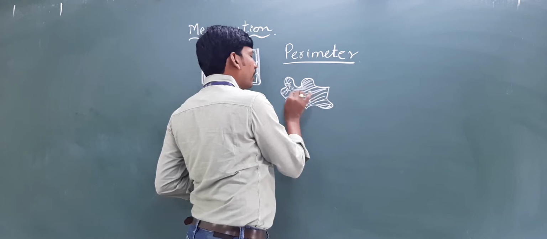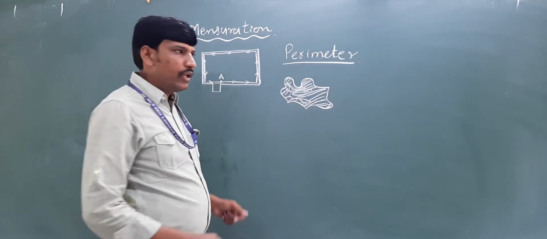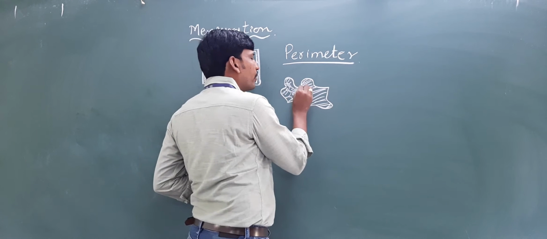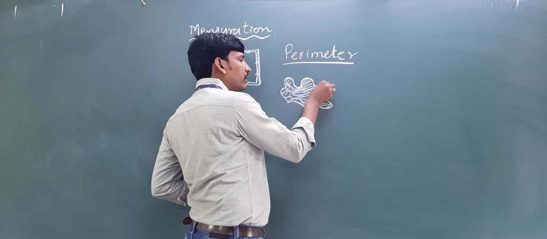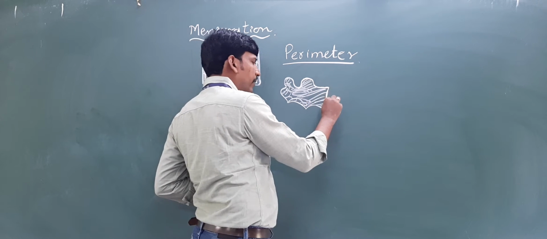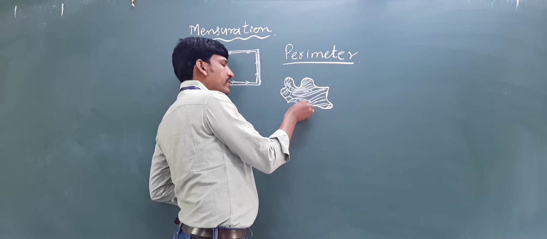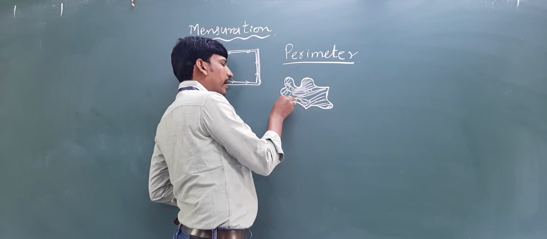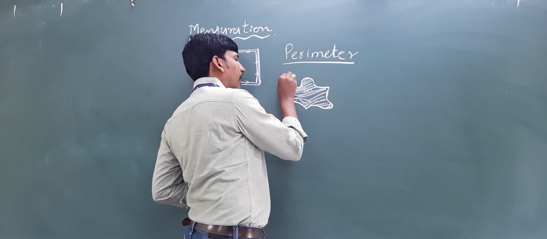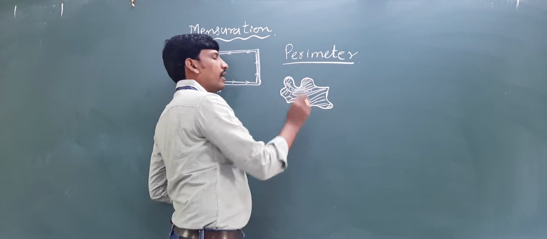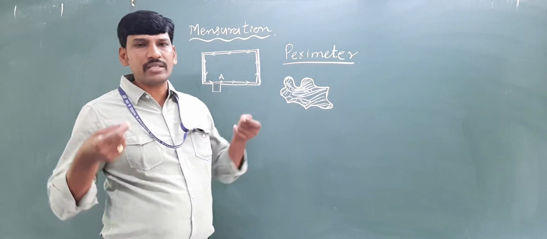Let us take a thread. You can stick it along the boundary of this shape, along this line. After sticking that, you just remove the thread. After removing the thread, by using a scale, you can measure it. You will get the total length of the thread, that means the string.